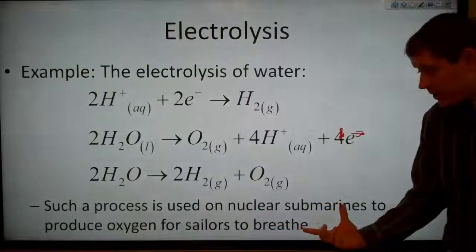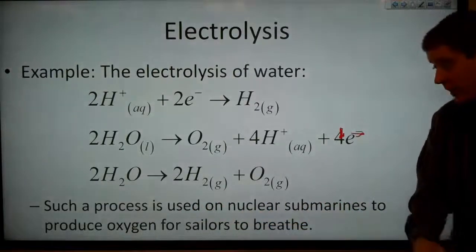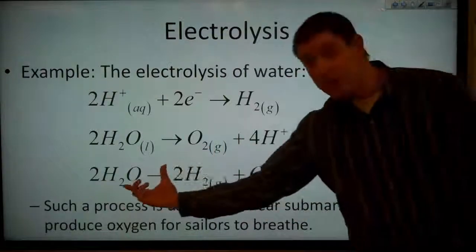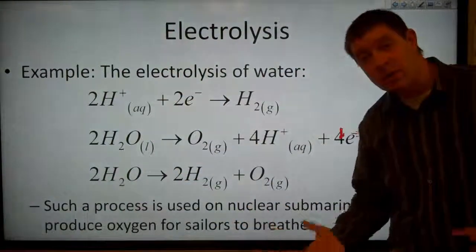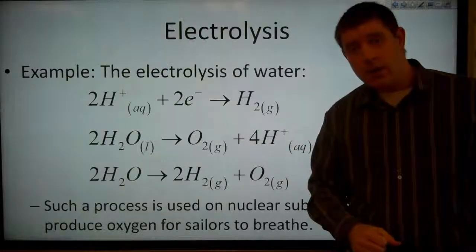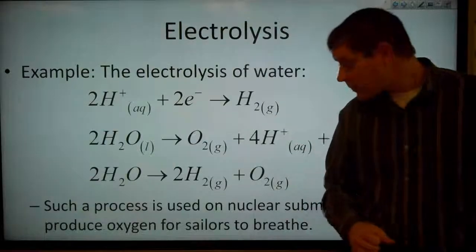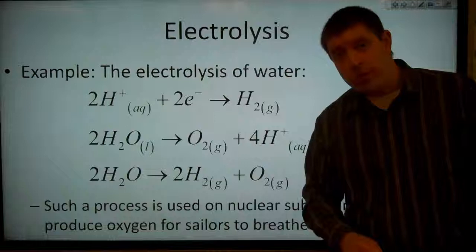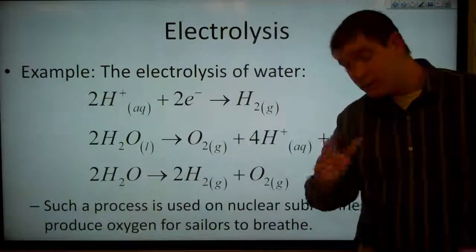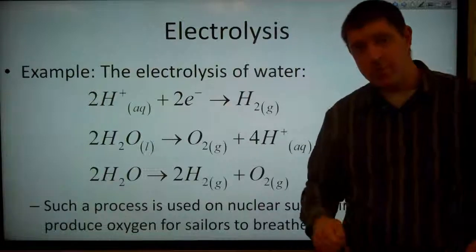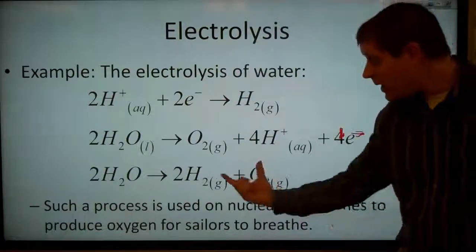So this sort of process is used on nuclear submarines to produce oxygen for our sailors to breathe. So we pull in seawater from the ocean. We've got loads of water around. Because it's a nuclear submarine, we've got lots of electrical power, and we pass some of our electricity through our water in specific ways. We can't just shove 2 wires into the water.